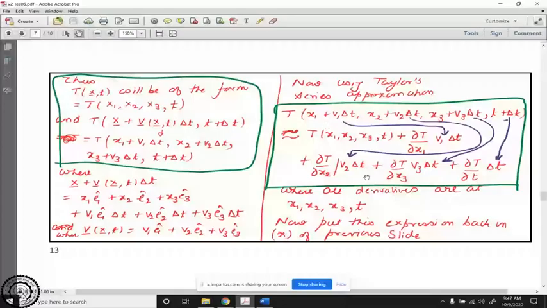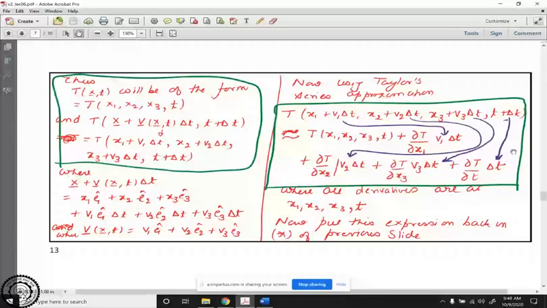So the first term is the value of temperature at the base location, and then there are four derivatives appearing. The first derivative is partial with x1, the second with x2, the third with x3, and finally with time. The derivative with partial with x1 must have delta x1, but delta x1 in our case is nothing but v1 delta t. Similarly, delta x2 is v2 delta t. Similarly, delta x3 is v3 delta t, and delta t is delta t.